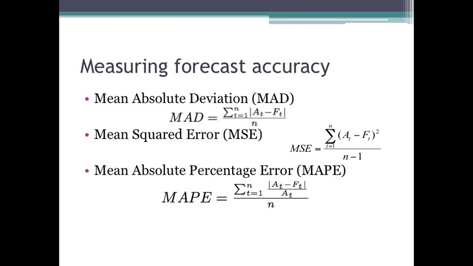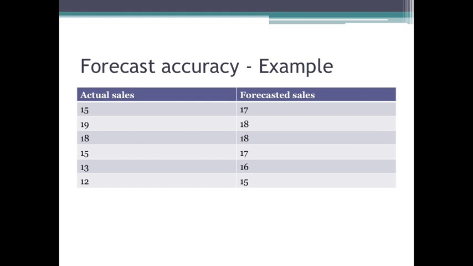So, to demonstrate these, here's an example. We have 6 pairs, 6 measurements. We have 6 forecasts, 6 actual results. So actual sales for week 1 are 15. Our forecast for that week was 17. Actual sales for week 2 is 19. Our forecast for week 2 was 18. So we have actual sales and forecasted sales for 6 weeks.